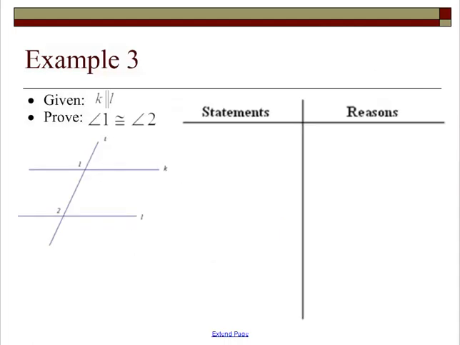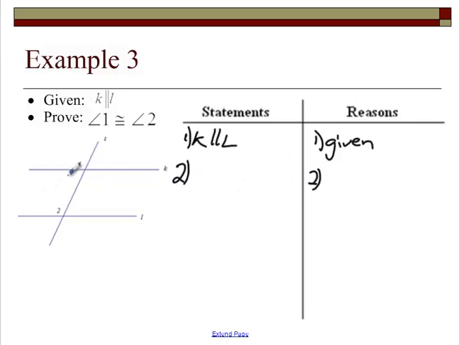Let's start proofs. So, first step, always your given. And I hope you're following along as I'm doing this, that you have the picture. If you've got to pause it to draw the picture first, do that, but we need to be practicing these as I do them, not just watching. Angle 1 congruent to angle 2 is what I want to prove. This is only going to be a two-step proof. Why are those two congruent?